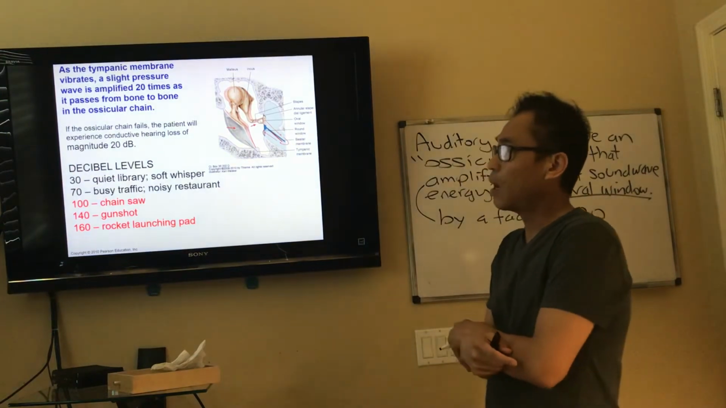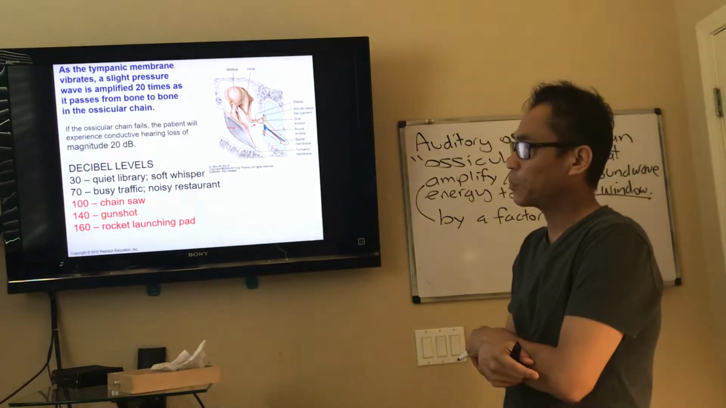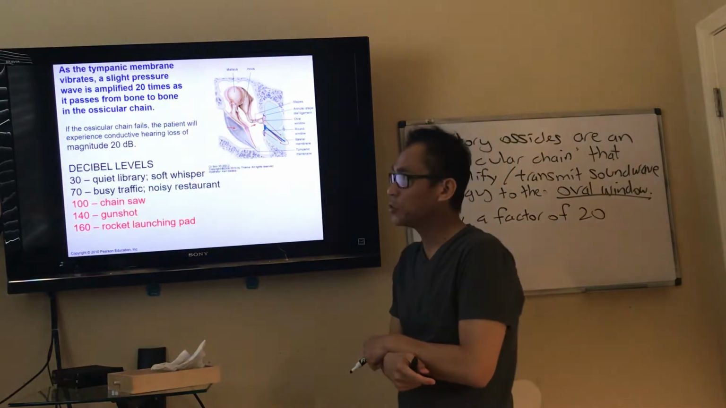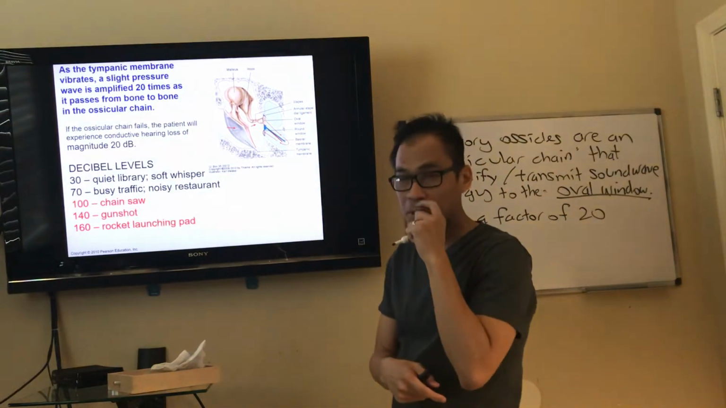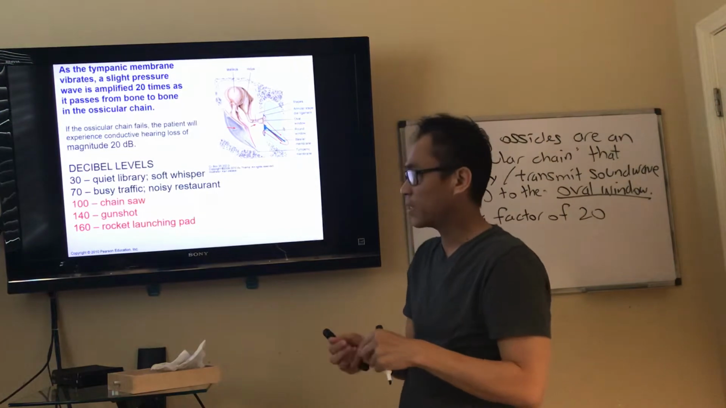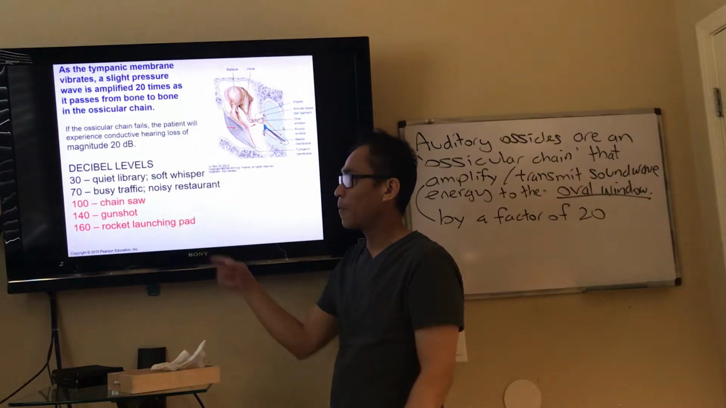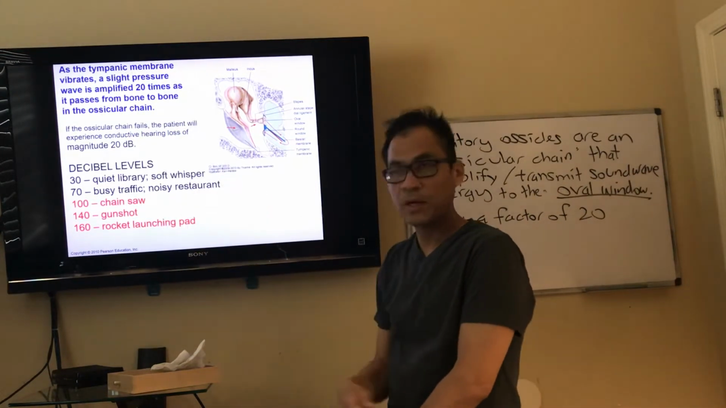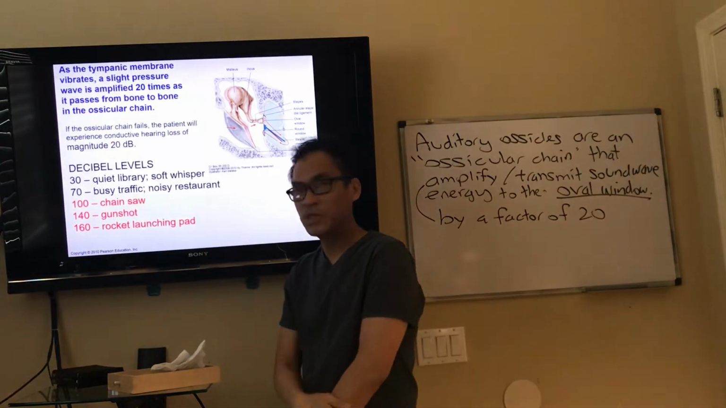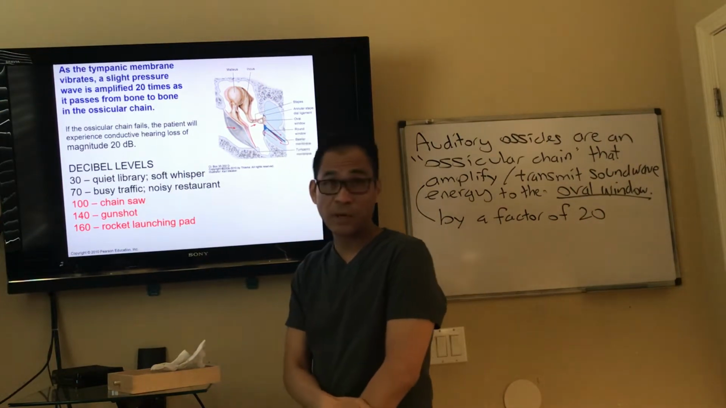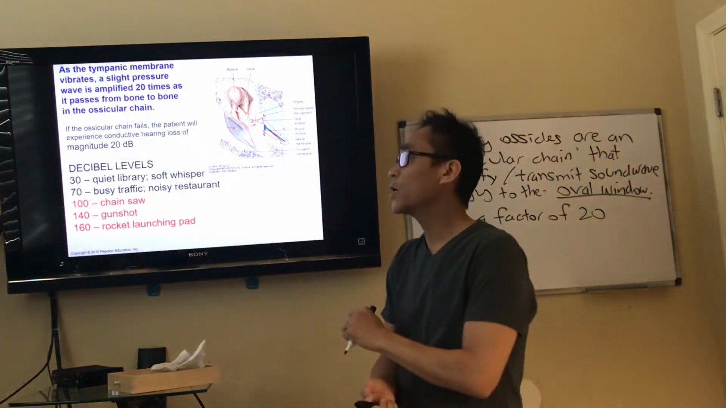If this ossicular chain fails, the patient will experience what's called conductive hearing loss by about a magnitude of 20 decibels. So just to give you an idea of what 20 decibels means, I give you some examples here. The red being continued exposure to these sounds can cause hearing loss, so you better get some hearing protection.